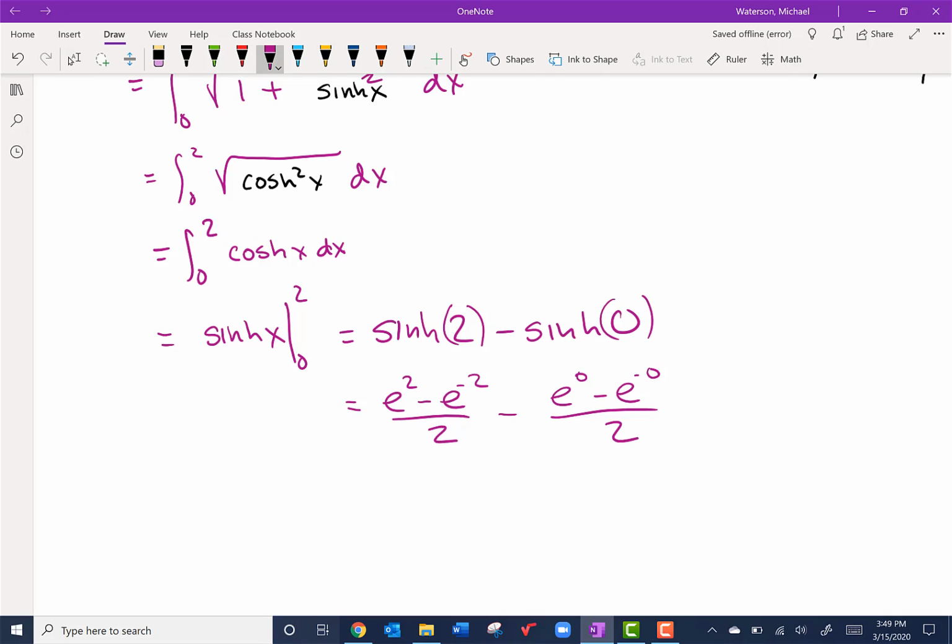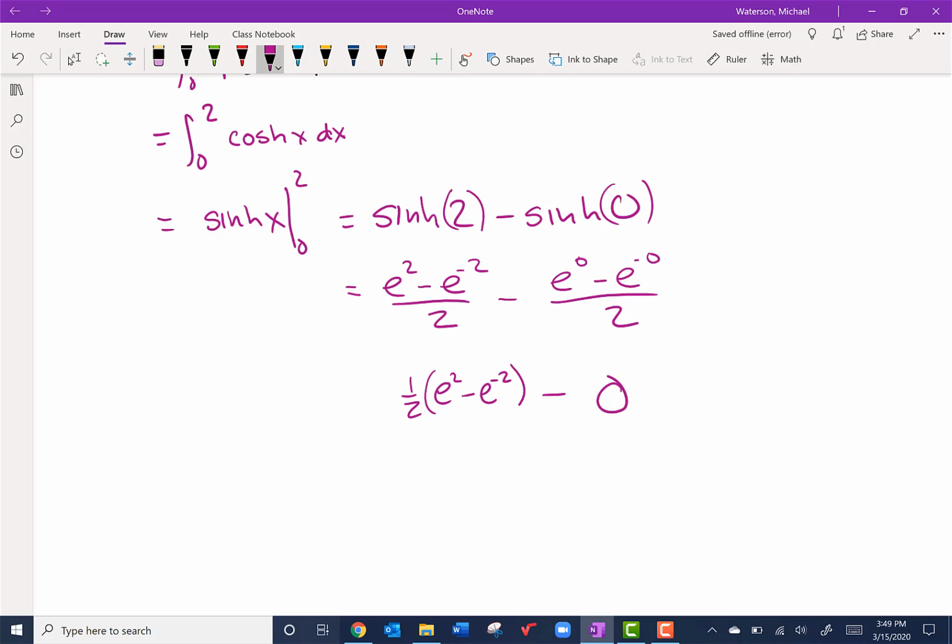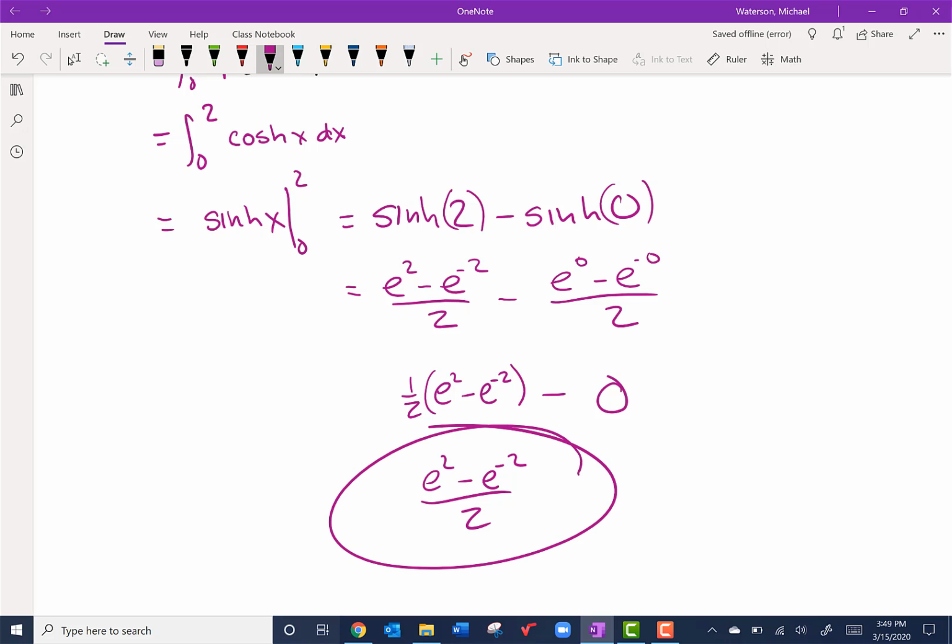Which means that this is just equal to 0. Up here, we end up with 1/2 (e squared minus e to the negative second). And I think that should be a pretty good, sufficient answer. And we're done.